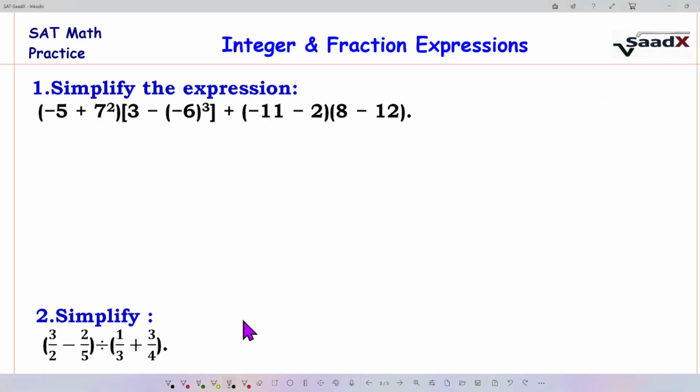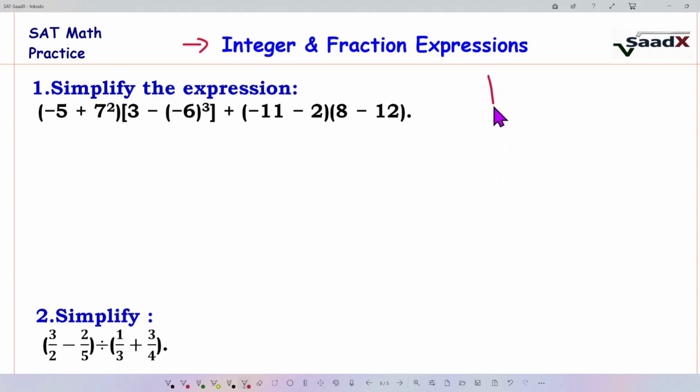For SAT math practice, we are going to solve these two math problems in this video. Our topics: integer and fraction expressions. First question: simplify the expression.